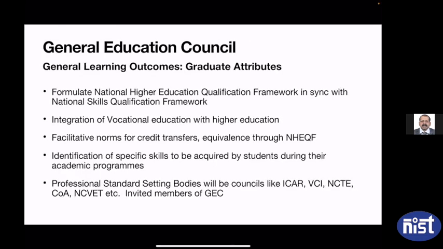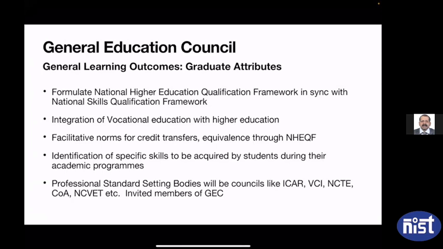And the fourth vertical will be a General Education Council, which will look at general learning outcomes, which are also being referred to as graduate attributes. So there will be a formulation of a national higher education qualification framework in sync with the national skills qualification framework. And this will integrate vocational education with higher education and facilitate norms for credit transfers and equivalences through this framework. And identification of specific skills to be acquired during their academic program will be done so that they can be evaluated.